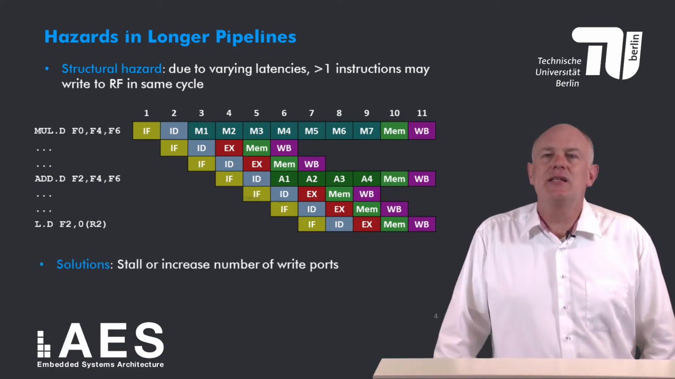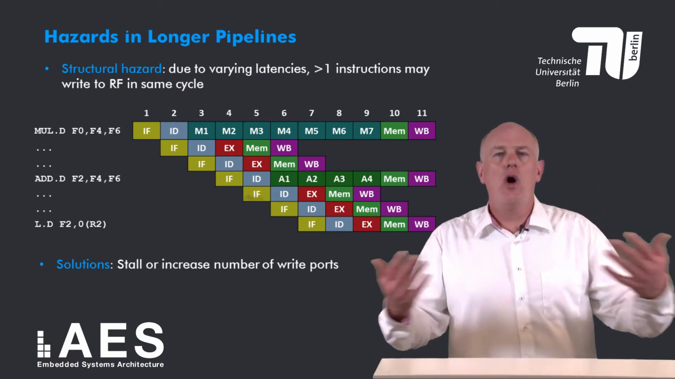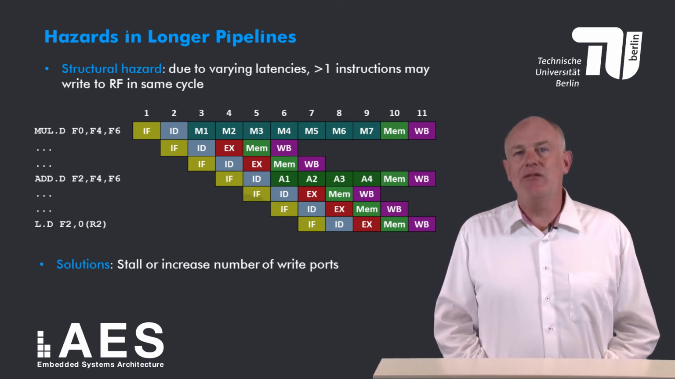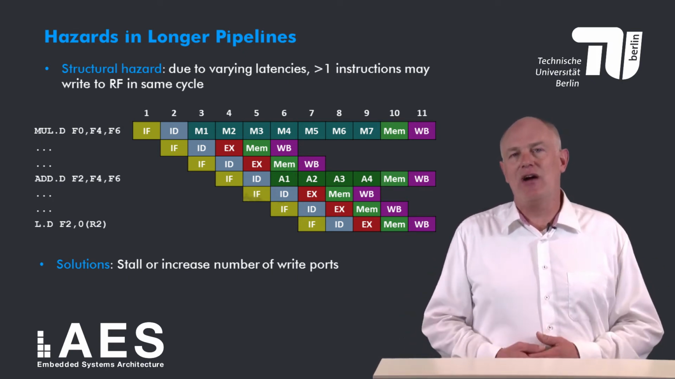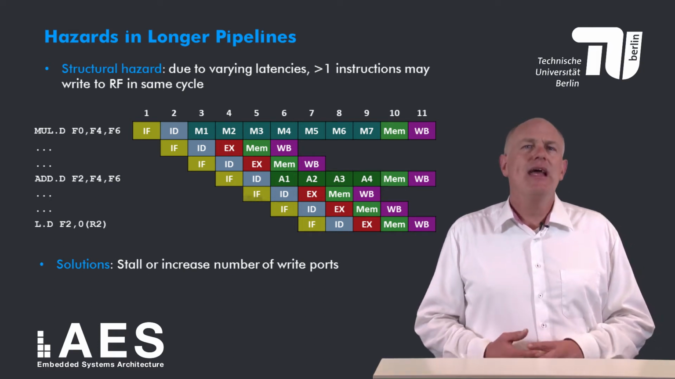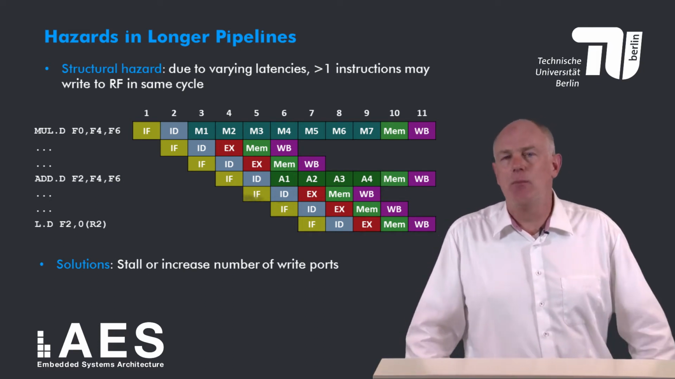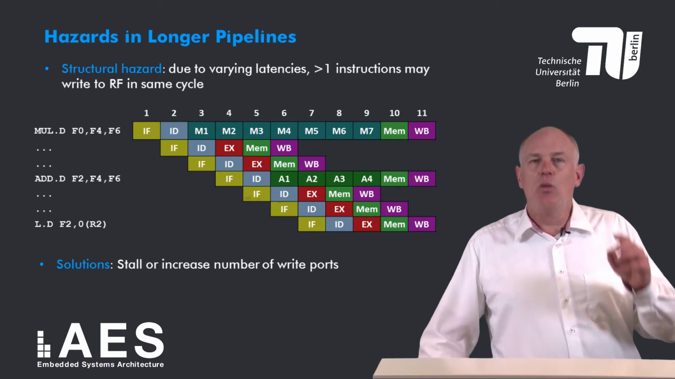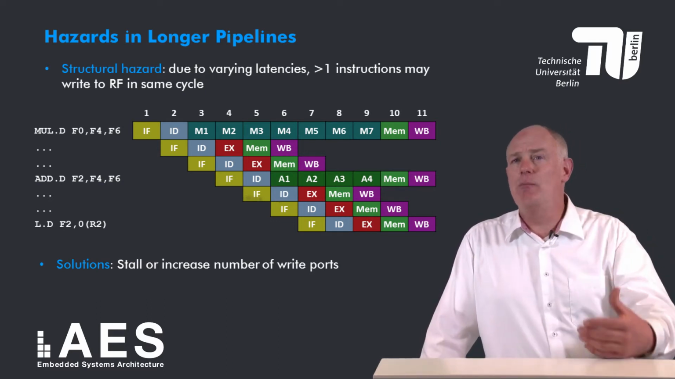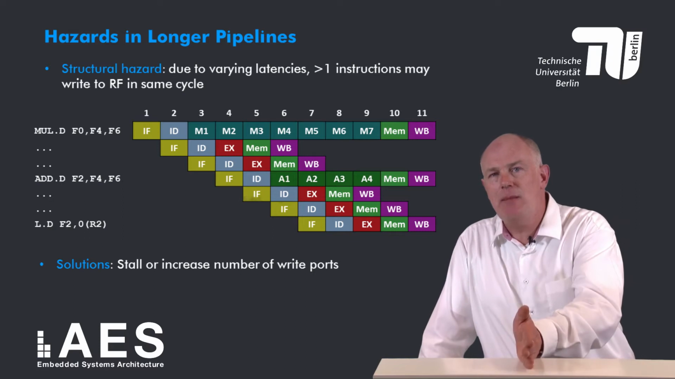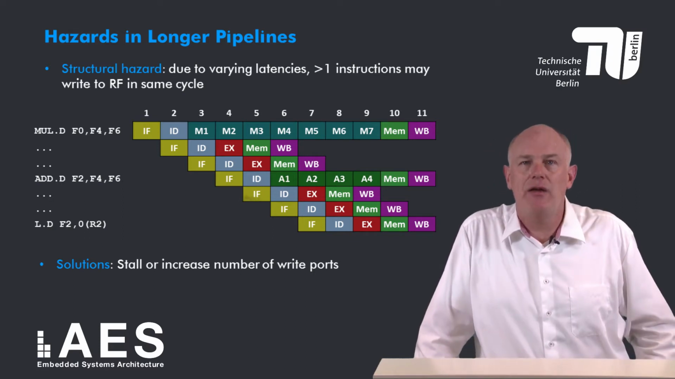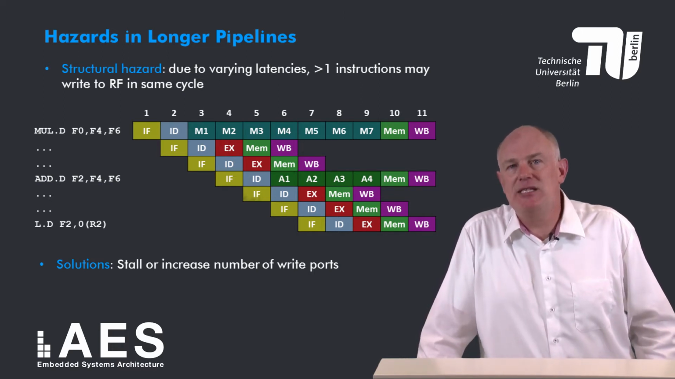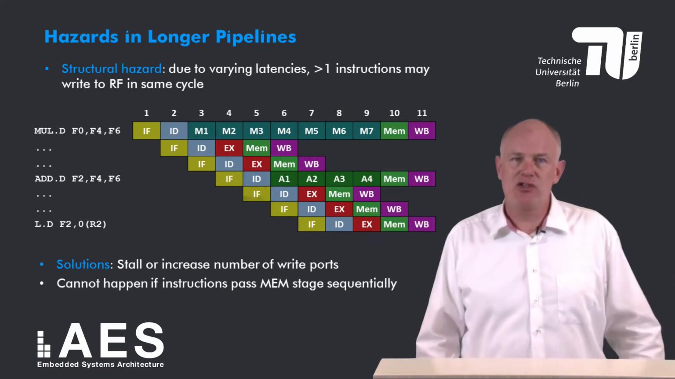To deal with such hazards, we either need to stall or we should increase the number of write ports to the register file. If the register file has n write ports, then n instructions can write to it in a single cycle. Increasing the number of ports increases the complexity of the register file, however. Furthermore, this example is somewhat contrived, since in the current pipeline, instructions pass through the mem stage sequentially, meaning one after the other. And such structural hazards cannot occur if this is the case, since the mem stage basically serializes the instructions.